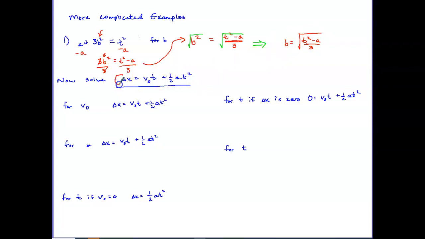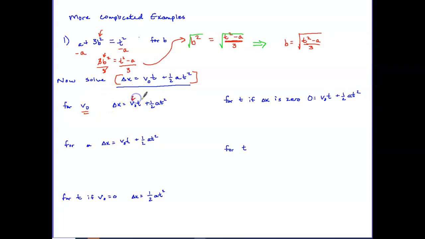So this is a kinematics equation that we've been using a lot lately. And I'm going to use it to solve for all the different variables. I'll show you how we would do it. So first thing we're going to do is solve for v0. And you've had to do this before in class. You need to solve for initial velocity. So how do you do it?